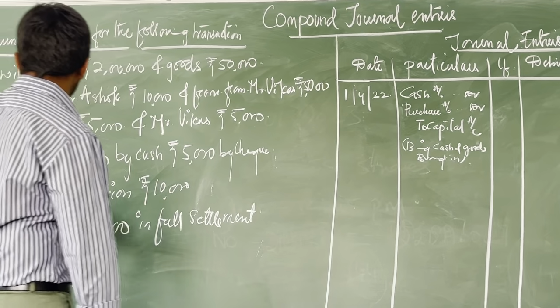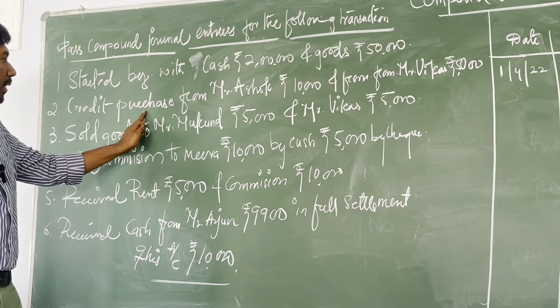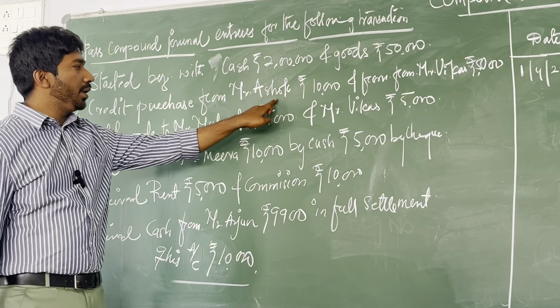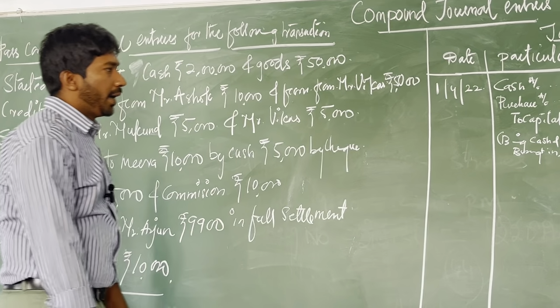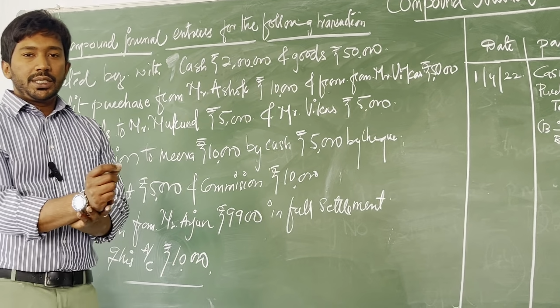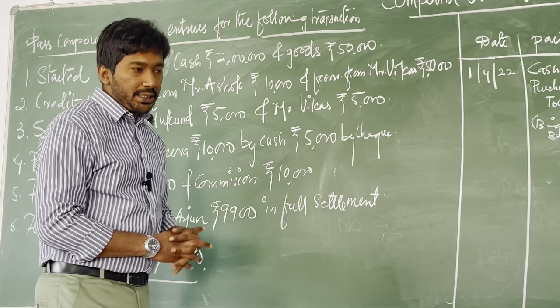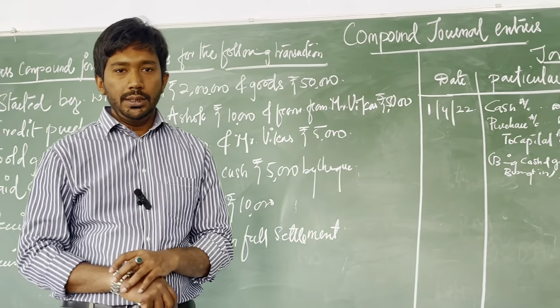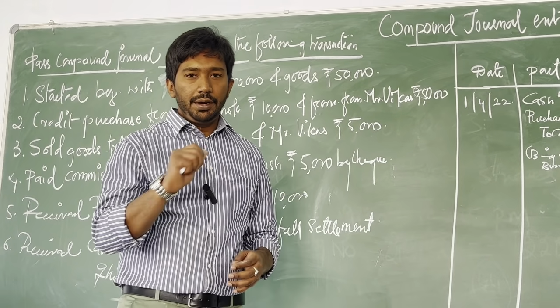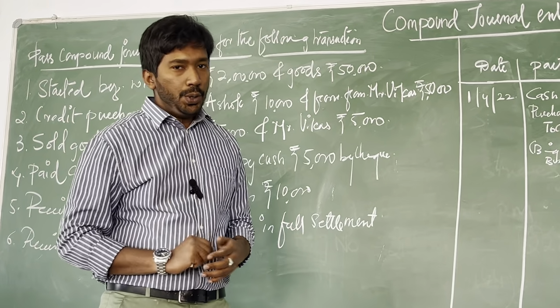Then next entry they have given us: credit purchase from Mr. Ashok 10,000 and from Mr. Vikas 5,000. So it's a credit purchase. Normally the purchase entry is purchase account debit to cash account. Hope you remember this. Whenever we pass a purchase entry, we write purchase account debit to cash account.